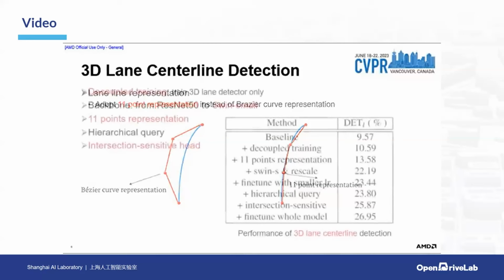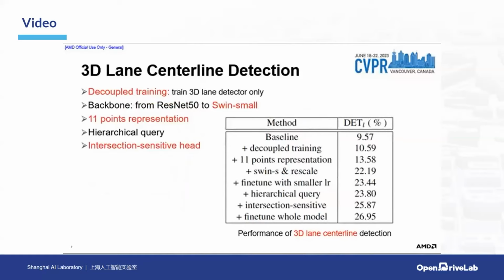On this page, we summarize our major traits. First, we develop different models and train them through the main detector only. This strategy enables each model to perform its own duties and avoids the impact between different tasks. Second, we utilize some small checkpoints data. Third, we use 11 points representation instead of Bezier, and the decoupled query structure to promote feature learning. Finally, we utilize an intersection sensitive head to distinguish two kinds of centerlines. The following table demonstrates the improving effect of the added structures.